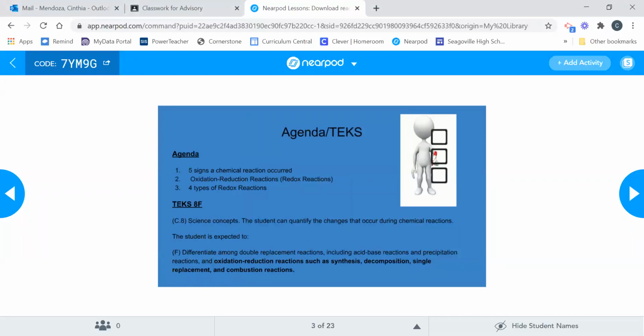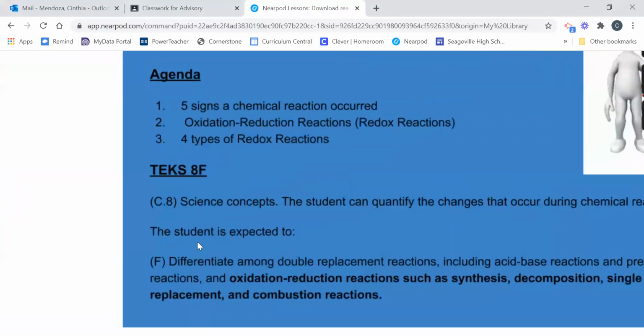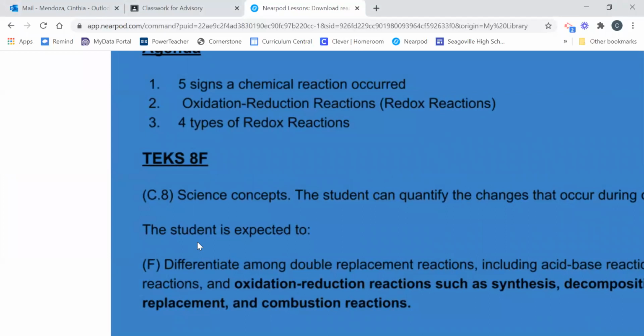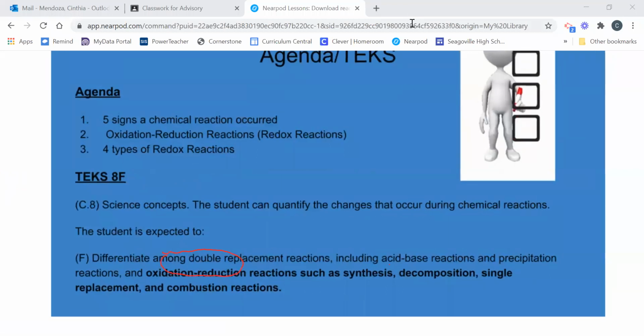So the things that you guys need to be able to get out of this is be able to differentiate. So first, I want you guys to read what it says. It says differentiate among double replacement reactions, which we will go over some other time, and oxidation reduction reactions such as synthesis, decomposition, and single replacement and combustion reactions. So those are going to be the reactions that we're going to talk about.